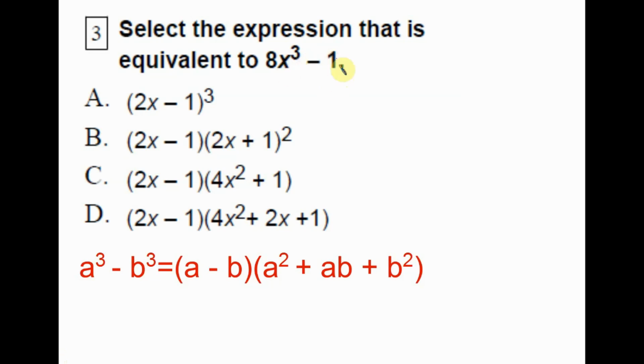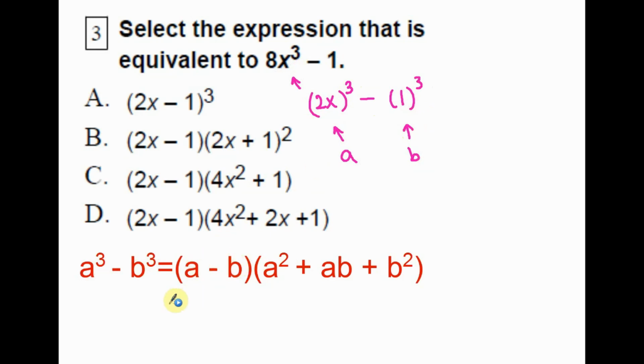Because they are not perfect square terms, however, this 8x cubed can be written as 2x to the third power, minus, when you have 1, if I had 1 cubed, it still makes it 1. So I'm going to use this where a is your 2x and b is going to be your 1.